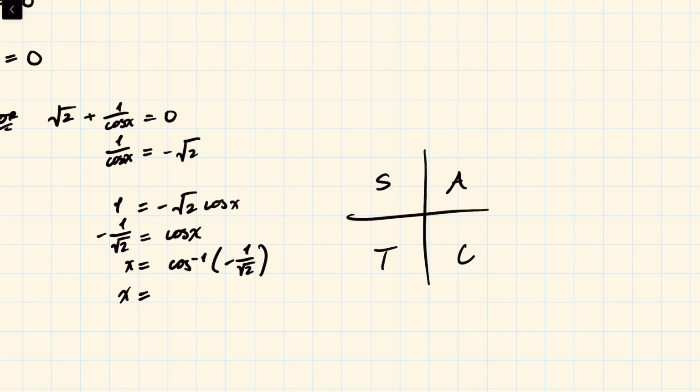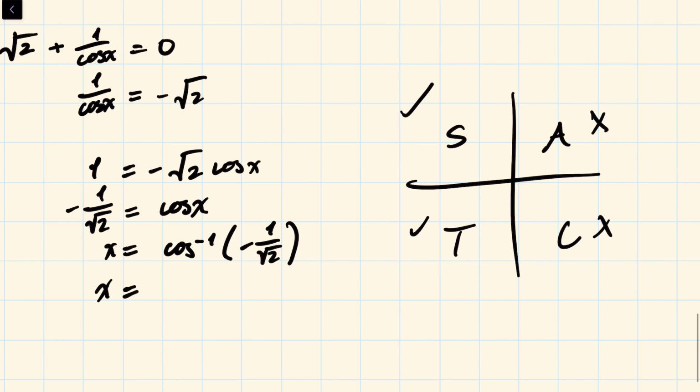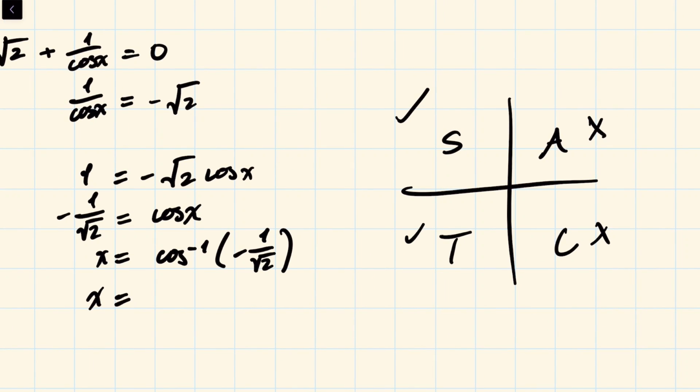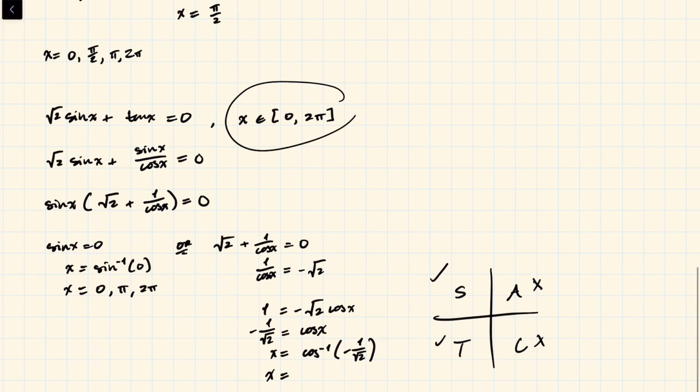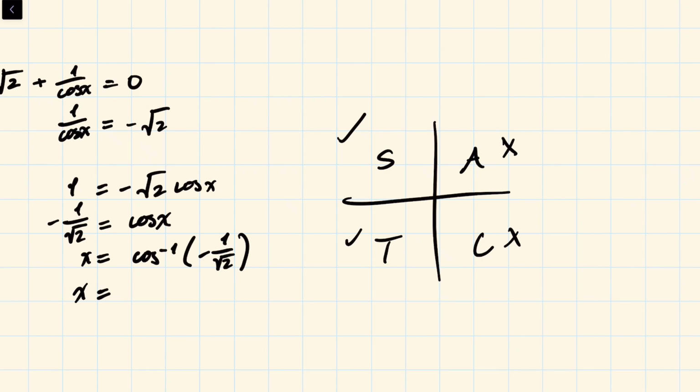Right? So it's positive here, we don't want it. It's positive here, we don't want it. Negative here, negative here. Right? So we know it's going to be a third quadrant angle and a fourth quadrant angle with these restrictions here. Okay? So, what did I say it was?